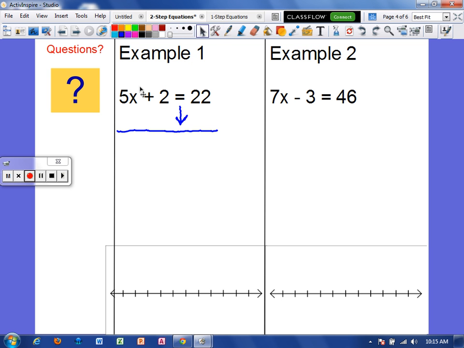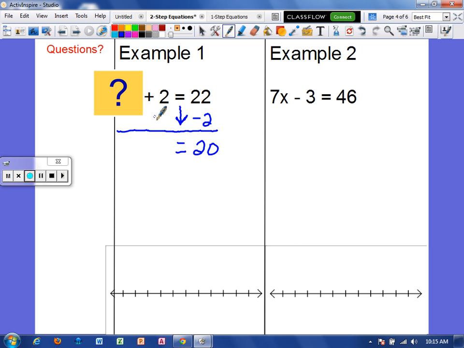And here's why. I don't know what this means. This is 5x, this is some mystery value. So since I don't know what that is, I basically have some number plus 2 and that equals 22. So we can easily say, okay, well, what is 22 minus 2? So let's do that. We know the inverse of adding is subtracting. 22 minus 2 would be 20. And then I'm going to write that over here and cancel it because we've taken that out. So this is telling me that this mystery value right here has to be 20 because 20 plus 2 equals 22. So that's why we have to move that first.